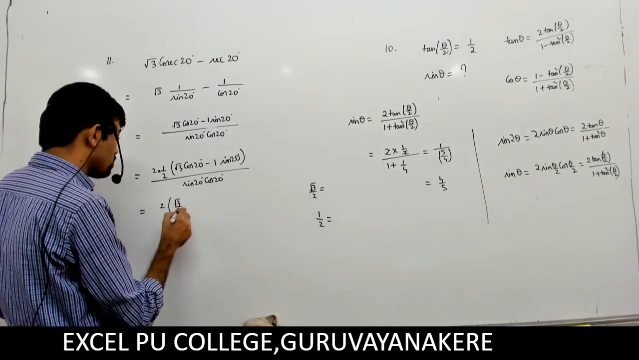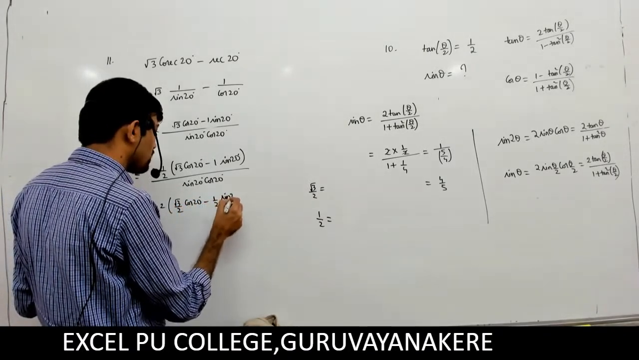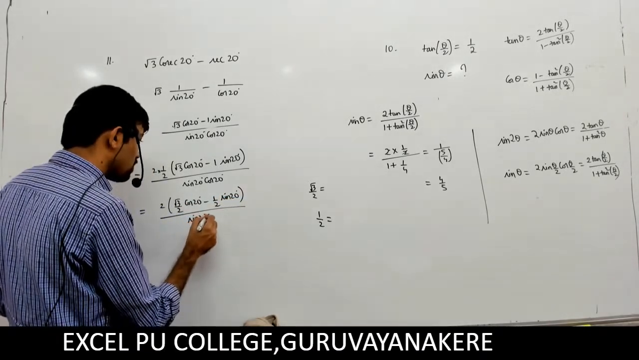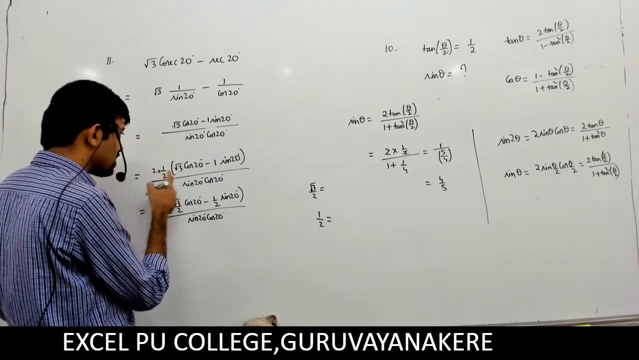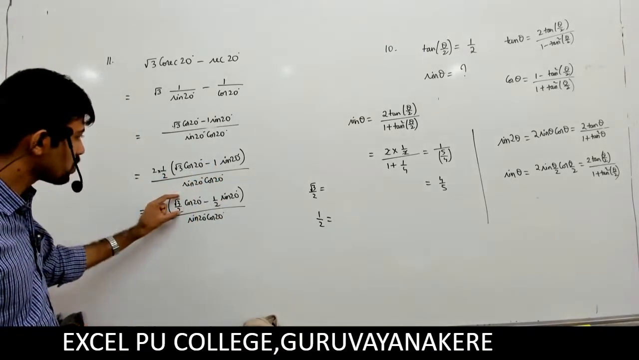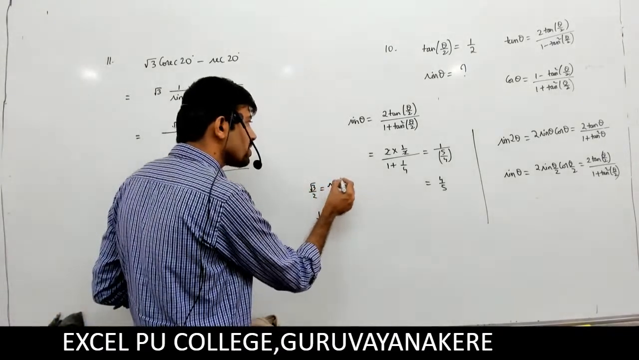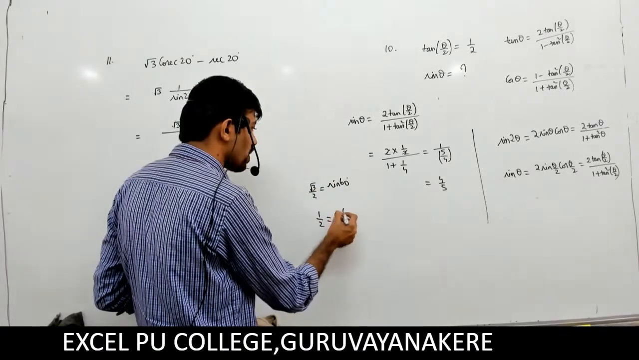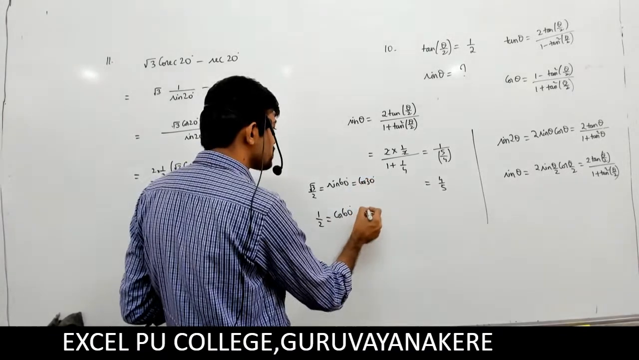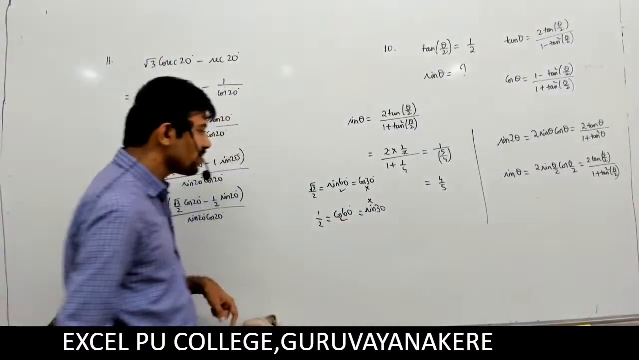What is this? Root 3 by 2 cos 20 degree minus 1 by 2 sin 20 degree, divided by sin 20 degree into cos 20 degree. Multiply this half inside: root 3 by 2 cos 20 minus 1 by 2 sin 20. Now I express root 3 by 2 in terms of sine and this in terms of cos. Sine of how much is root 3 by 2? We know sine 60 degrees is root 3 by 2 and cos 60 degrees is 1 by 2. Sine 60 is also cos 30, and cos 60 is also sine 30, but we don't use this; we'll express in terms of 60 degrees.